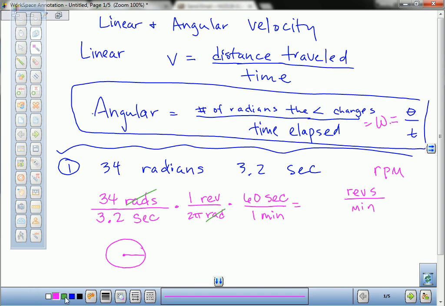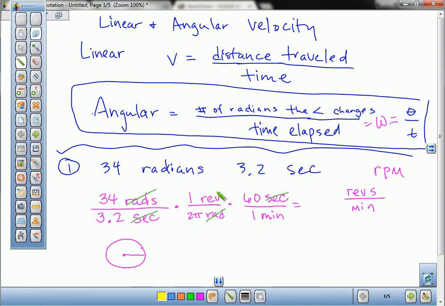Okay, so let's see what cancels now. It appears that seconds cancel. And then I'm going to take a look at my units. I'm left with revolutions in the numerator. Check. Minutes in the denominator. Check. Okay, now I just need to do the calculation. So I multiply everything in the numerator and divide it by the product of what's in the denominator.